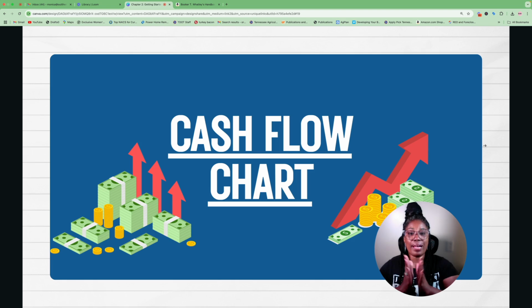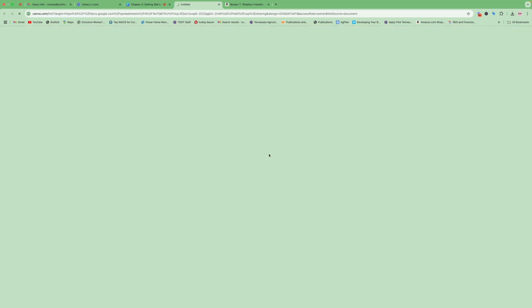Okay, so let's talk about the cash flow chart. I have created, I've replicated the cash flow chart that's in chapter 2. So let's go over and take a look at it.